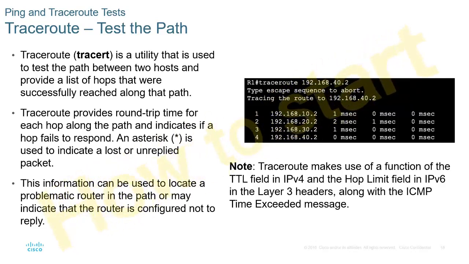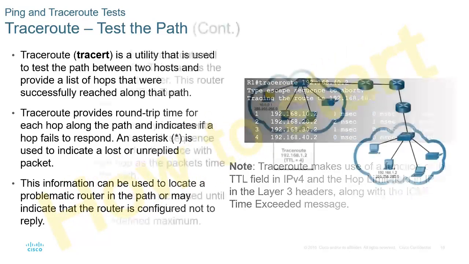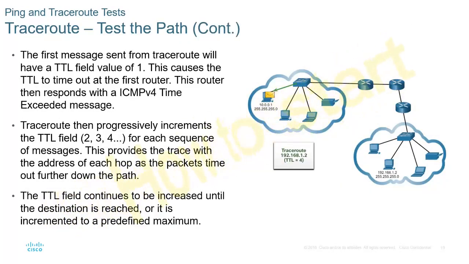Basically, this allows you to look at the path that the packets are taking. In this example, the first message sent from the traceroute will have a TTL of 1. This will cause the TTL to time out after the first hop. The traceroute will then progressively increment to each hop. Each hop, the TTL will be slightly increased. The second hop will have a TTL of 2, the third hop will have a TTL of 3, the fourth hop will have a TTL of 4, and so forth. That way we get an echo reply from each device.